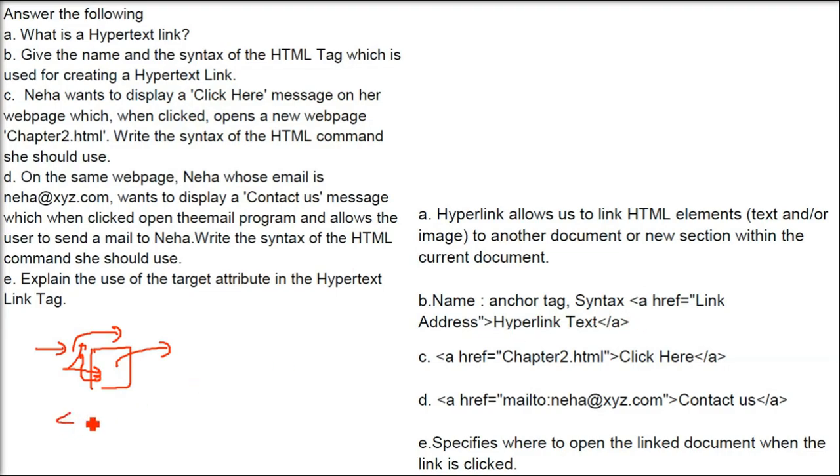Give the name and syntax of the HTML tag which is used for creating a hypertext. This is anchor tag. So you will start with anchor tag, and href is the link address. You have to write this link address, whichever it is be. Link address I am writing just now. Now you want user to click so that it goes to certain thing. So this is click me or something, hypertext link text you will give, and you will have to close it with a.